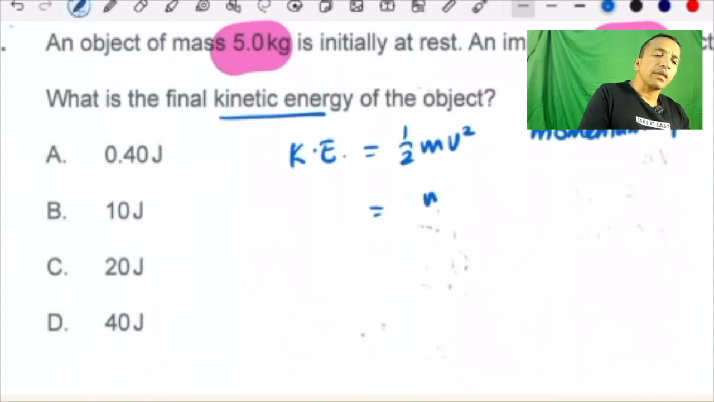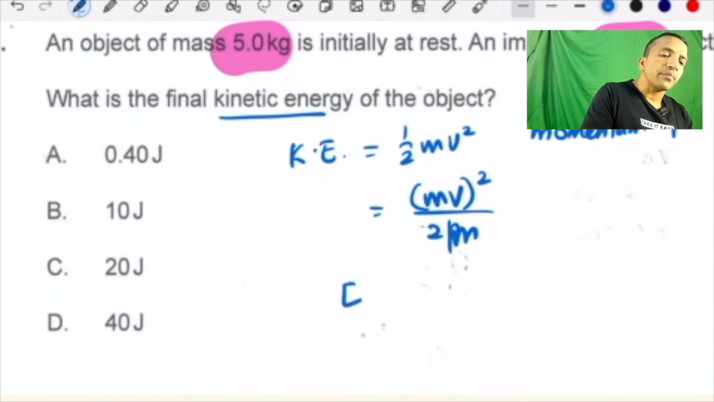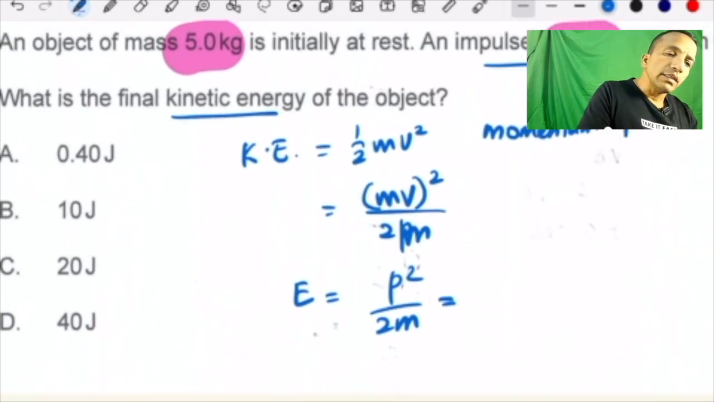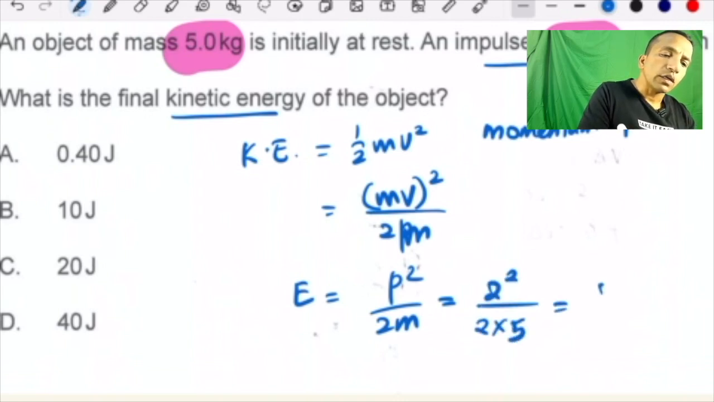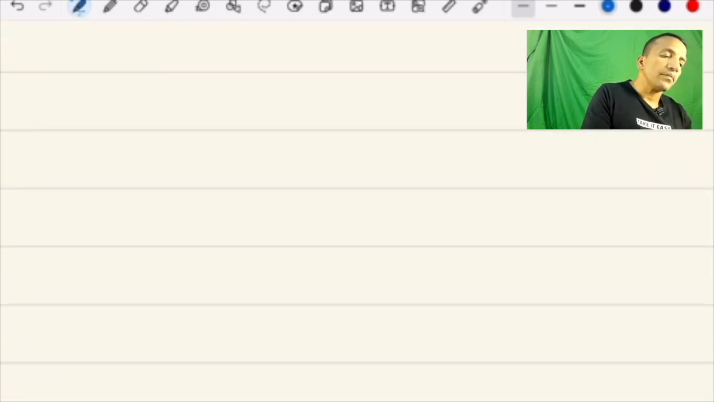symbol is p. Now this mv squared, you can write as total mv squared over 2m. Based on that, kinetic energy can be written as p squared over 2m. Now they ask kinetic energy, impulse or momentum is 2 squared over 2 times 5. If you look at this, it is 2 over 5, 0.4. Kinetic energy is an energy, joule. So the answer should be A.